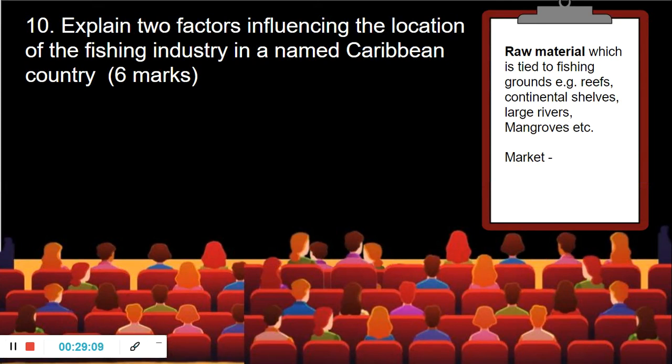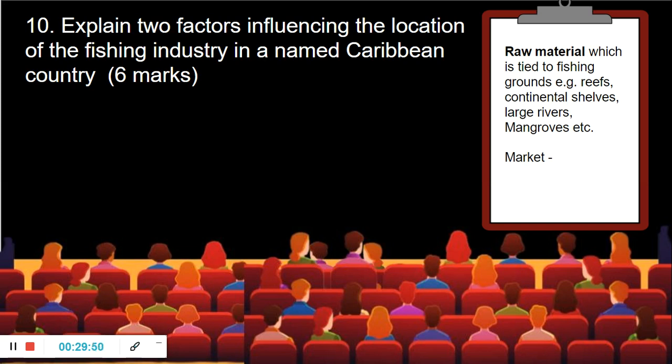All right, let's continue. Number 10, explain two factors influencing the location of fishing industry in a named Caribbean country. Again, I would stick to Belize. I think Belize is a good example, good case study when it comes to fishing. It's 6 marks for two factors, which means that you might get 1 mark for a particular factor and 2 more marks for developing on those factors, explaining those factors.